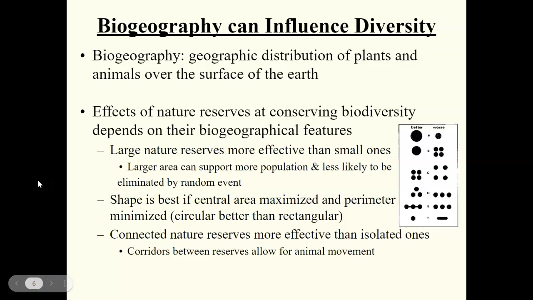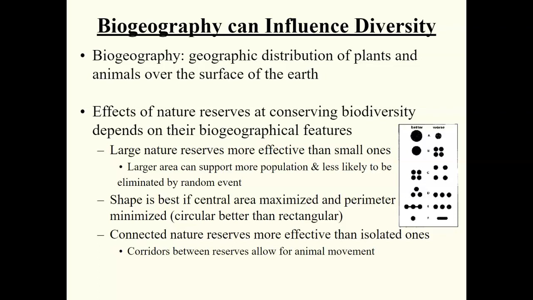Biogeography is a term that we learned about in Bio H, and we did re-talk about it at the beginning of this year when we did the evolution unit. What biogeography means is the geographic distribution of plants and animals around the world. So it's like, where do we find them?